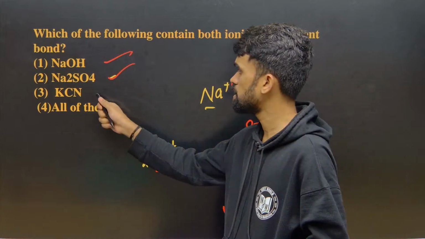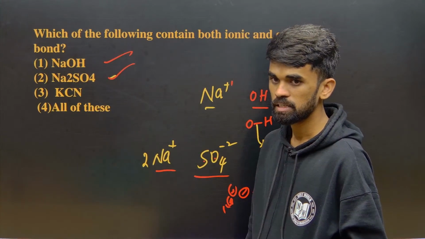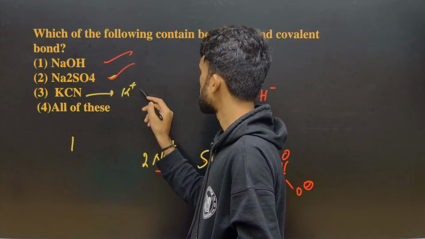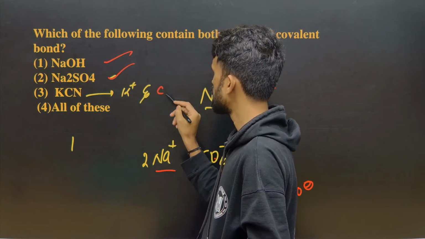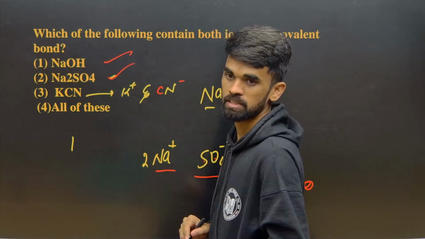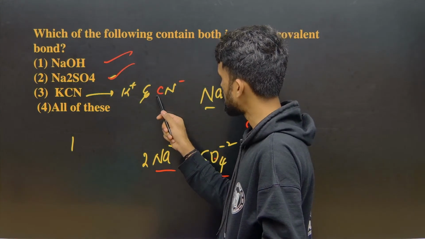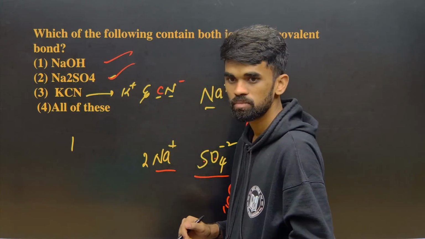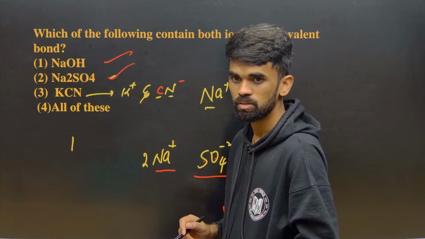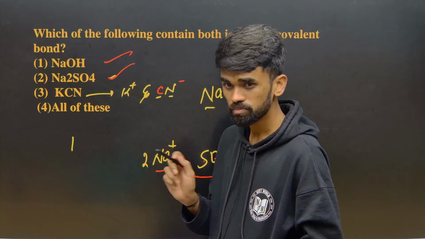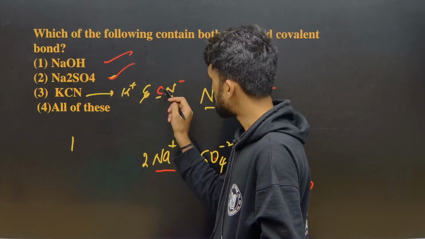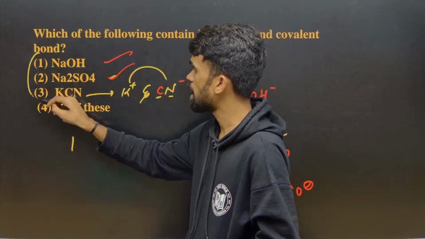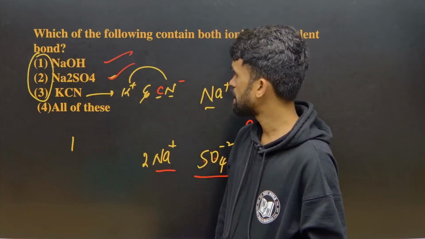What about KCN? K is positive, and CN minus, cyanide. Between carbon and nitrogen we have covalent bonds. So between them it is covalent, and between these two ions it is ionic. So all of these have both ionic and covalent.